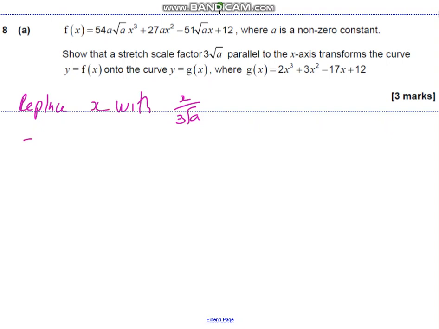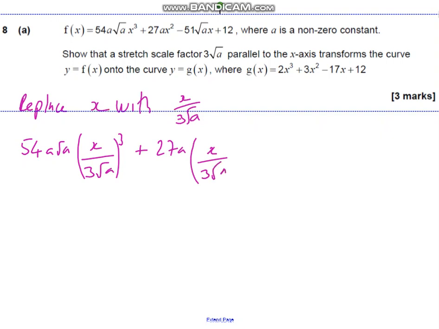Okay, so I've now got 54 a root a, that was there before, and rather than x cubed, I've got x over 3 root a all cubed, plus, so I've still got my 27a that I had before, but instead of x squared I've got x over 3 root a all squared, minus 51 root a, that was there before, but now I've got x over 3 root a, and we've still got the plus 12, that's just hanging around there. At least for no reason we can see yet, maybe it will appear to be useful later in the question.